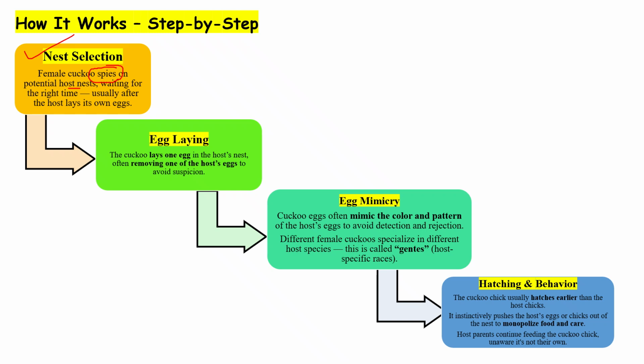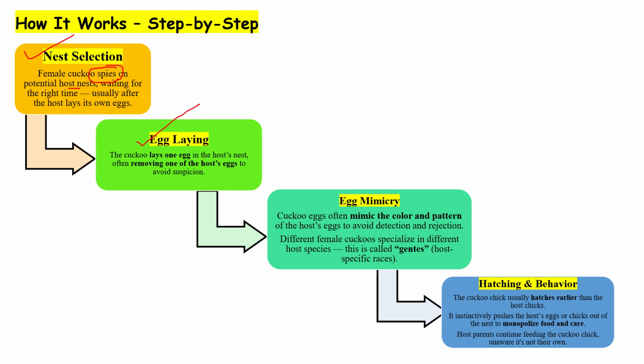Similarly, before selecting a nest, what will the female cuckoo do? She will spy. She will spy to find out which host's nest is one where new eggs have been laid. Okay, for the right time. Usually she will start before she has to lay eggs, from even earlier, she will start selecting the suitable nest of the host for laying her eggs. Okay, first she found the nest.